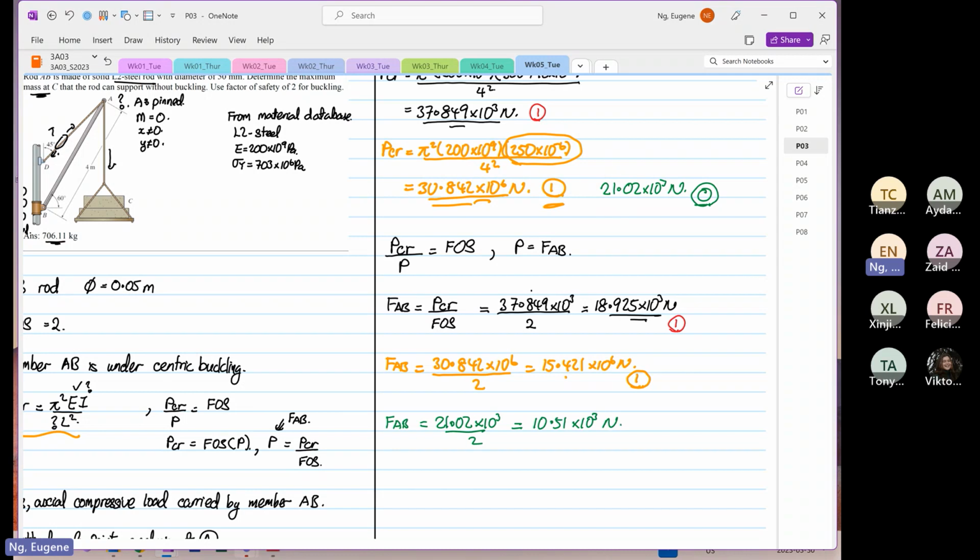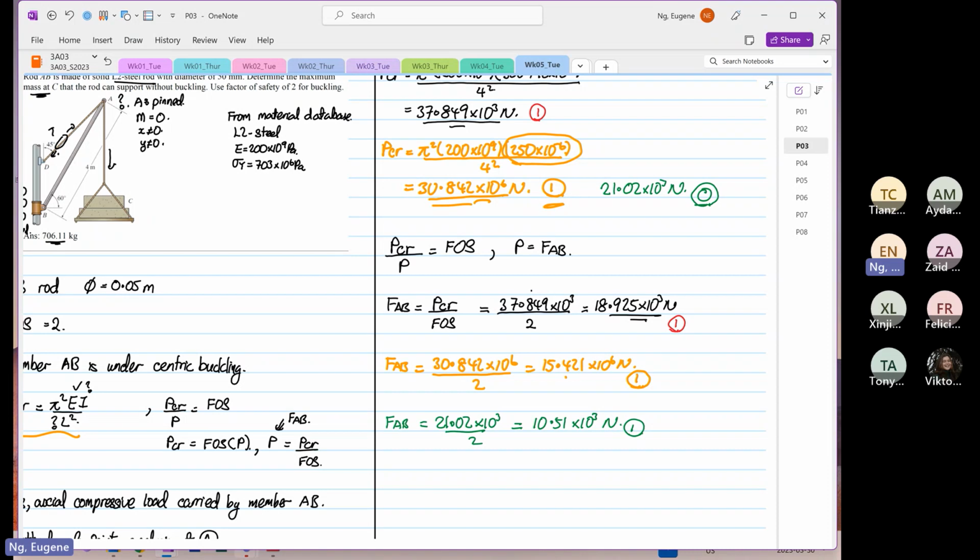Can someone make a guess how many marks will you get for 10.51? Anyone, please? 1. Yeah, you get a 1. You see how the marking scheme works now. Okay, and I have this program on an Excel spreadsheet which you can see. So if the steps are right, you should get 10.51 times 10 to the power 3 based on the previous wrong answer. Are we clear?